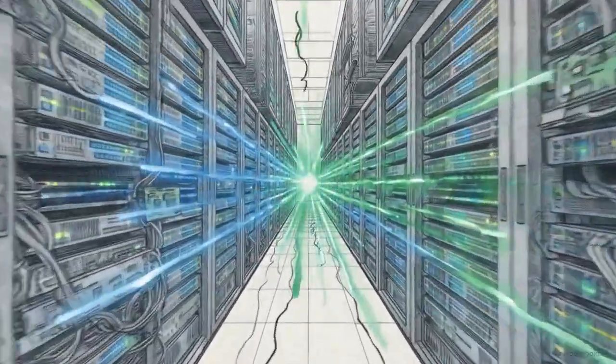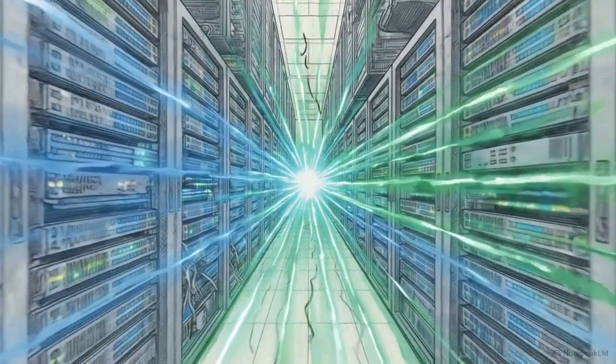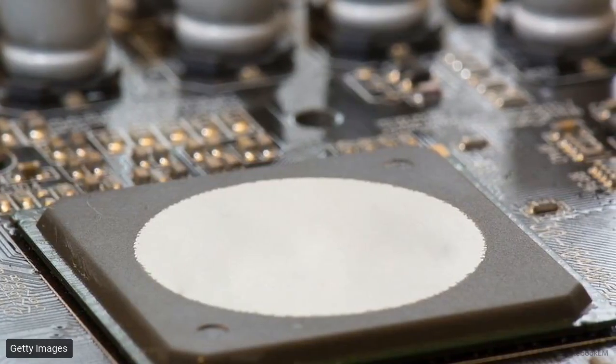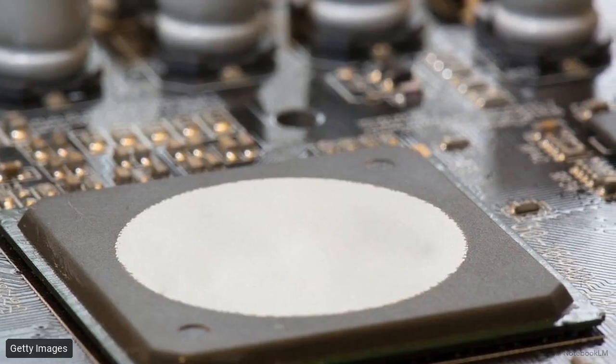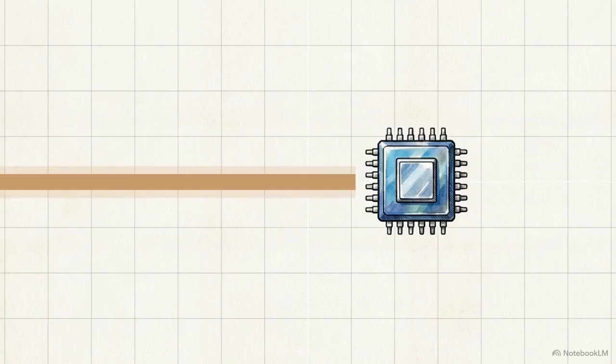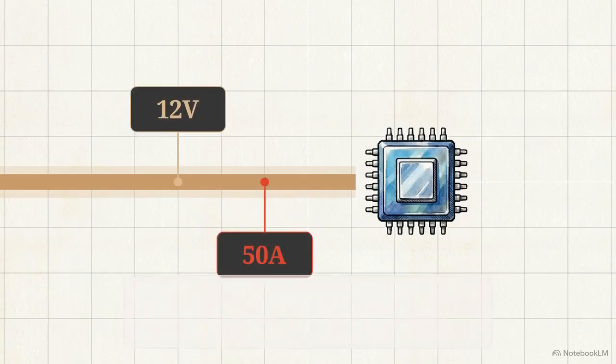The exact same math applies when we move away from milliwatt consumer electronics and scale up to modern high-power computing infrastructure. A single processor inside an AI server draws a massive amount of current compared to everyday devices. A heavy compute load might operate at a standard 12 volts while pulling an astonishing 50 amps of current.